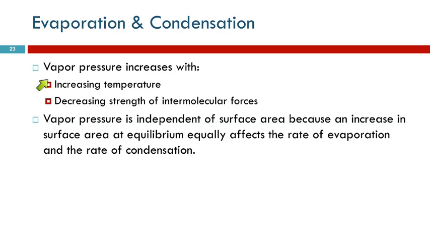So vapor pressure increases with increasing temperature and decreasing strength of intermolecular forces. If you have weak intermolecular forces, you're going to have a higher vapor pressure than if the substance has strong intermolecular forces. Can you explain what the condensation was again?